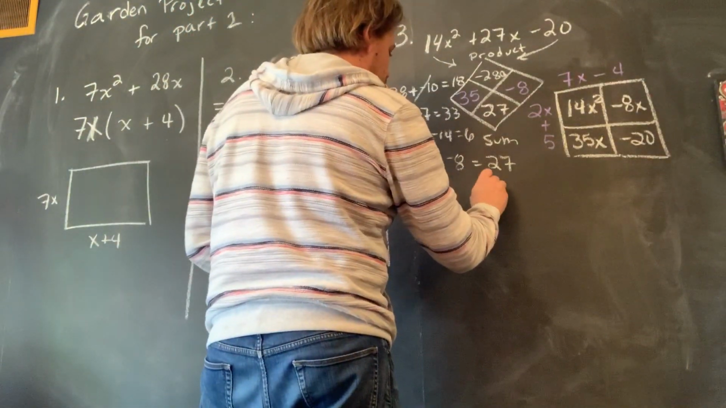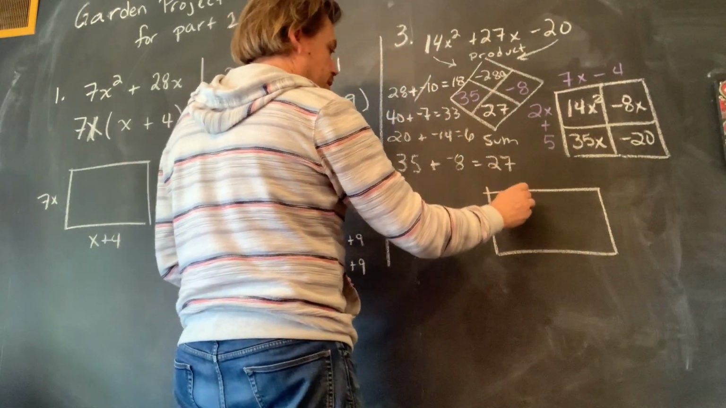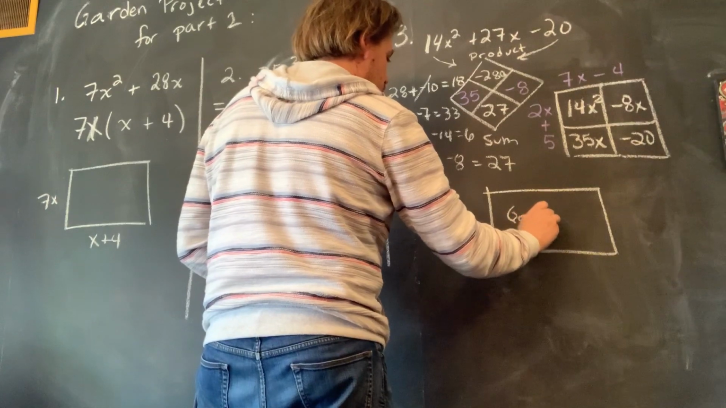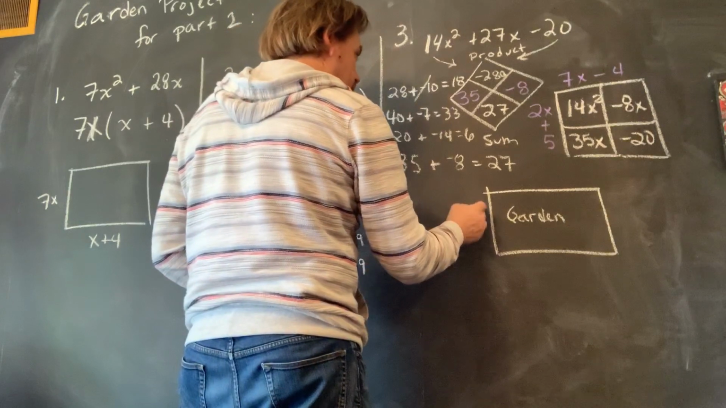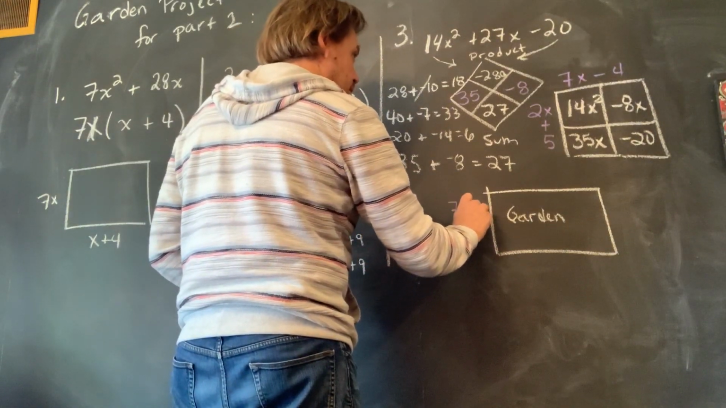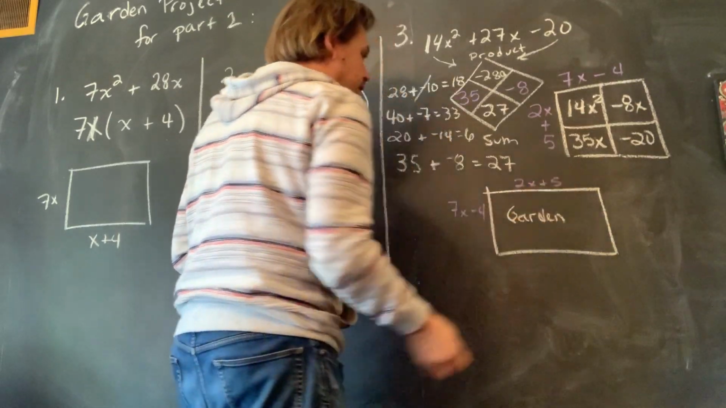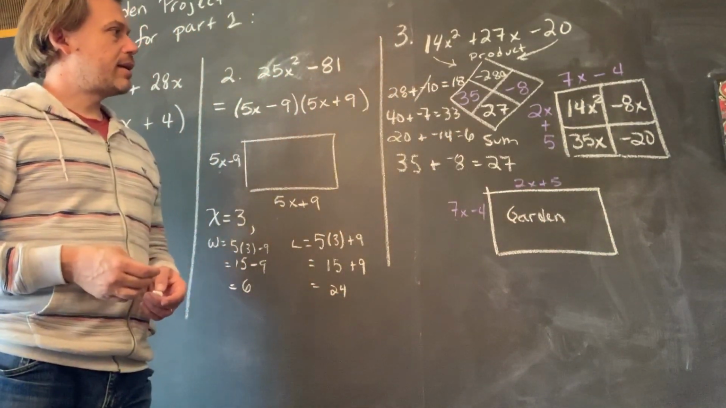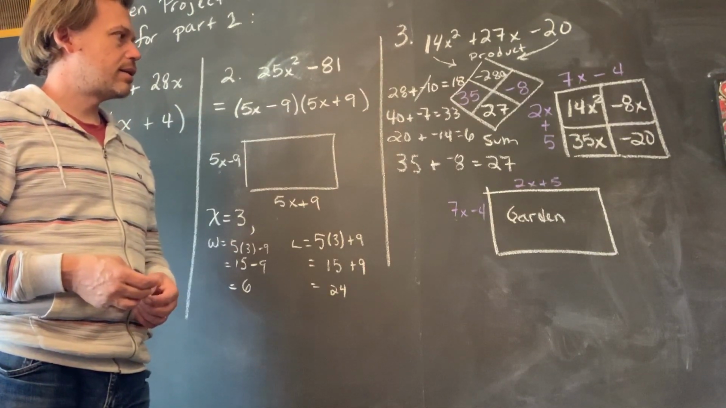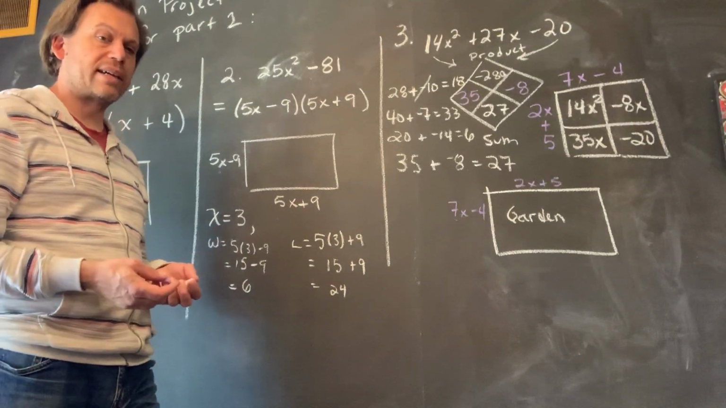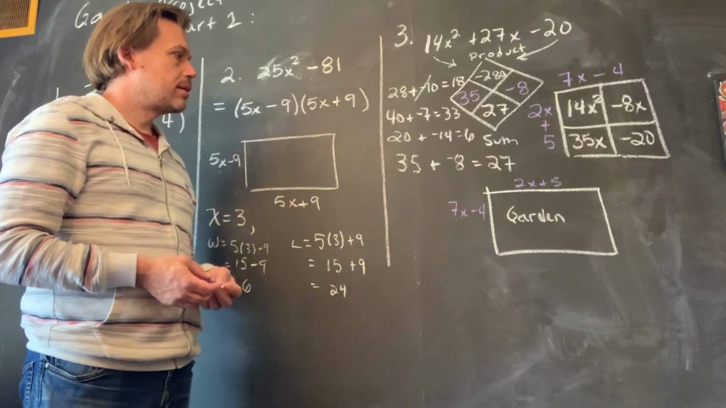So when I make my garden here, so this is the garden. It's not this box anymore. I'm going to put for the width 7x minus 4, and the length will be 2x plus 5. And then you're basically going to do what it asks you to do to find the other part. But the biggest part on all of these is factoring them. And that's the hardest part.